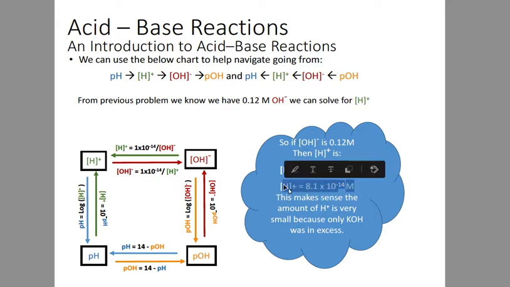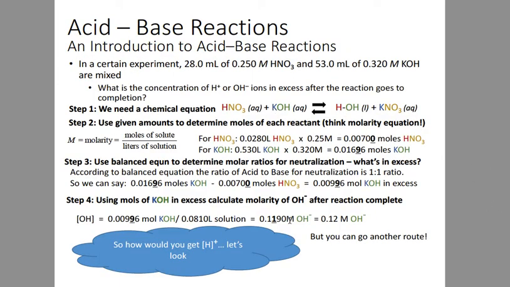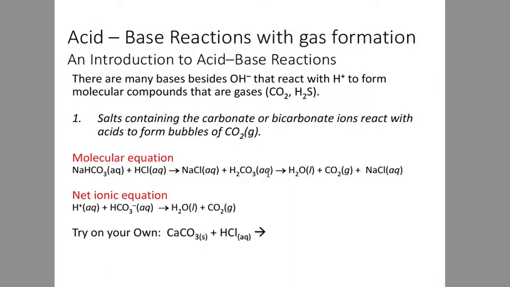But what's important here is when you do calculate it out, we see that the H plus concentration is impossibly tiny. Very, very tiny. That's because, if we went back to our previous slide, we know that we had KOH left over. So that 10 to the negative 14 is just this tiny little bit that's going back in this direction. So not a significant amount. So that's the introduction to our acid and base neutralizations.